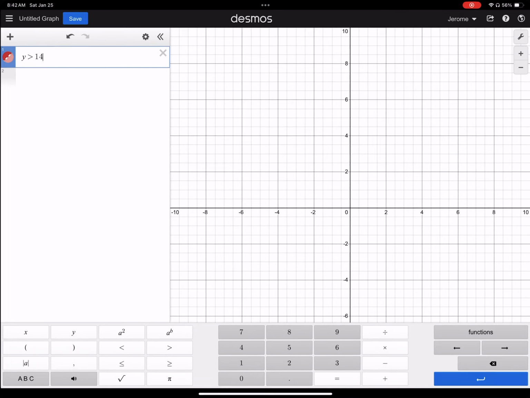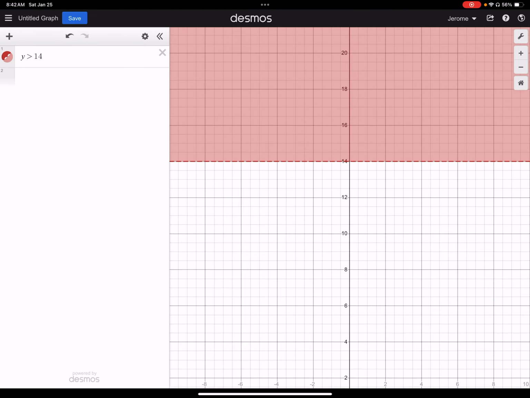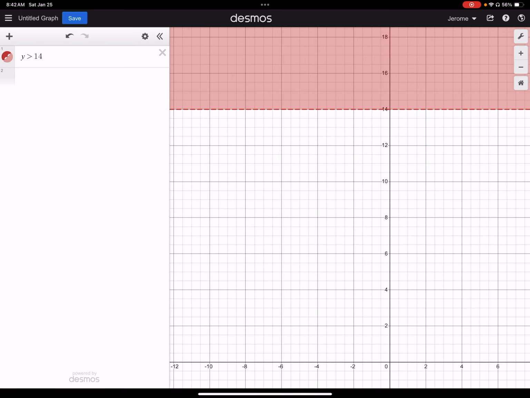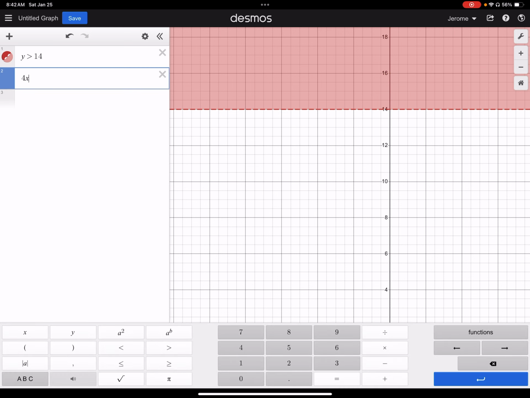Okay, so before I move on, let me just look at this one. So you see we have ourselves a horizontal line. It is dashed, and we're shading the half plane up above it. Okay, and then we had a 4x plus y, and this one was less than 18.